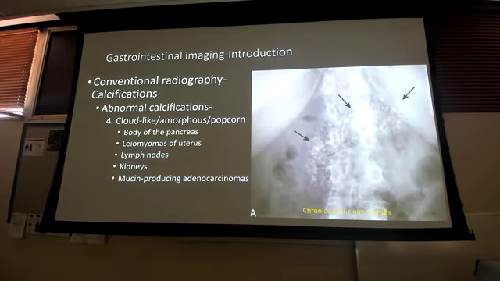And then lastly, the stuff that worries us. The amorphous or popcorn or cloud-like kind of calcifications, right? Most likely going to be in your uterus, your lymph nodes, body of the pancreas. This is bad news, guys. This is a chronic calcific pancreatitis, which is likely going to be leading to a pancreatic cancer because of how bad the pancreas is inflamed and angry, right?